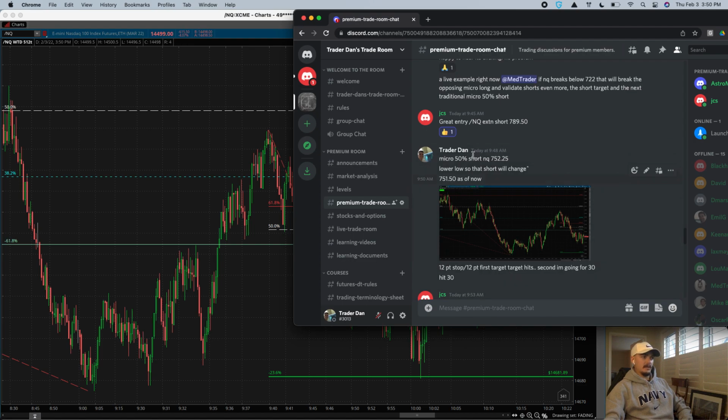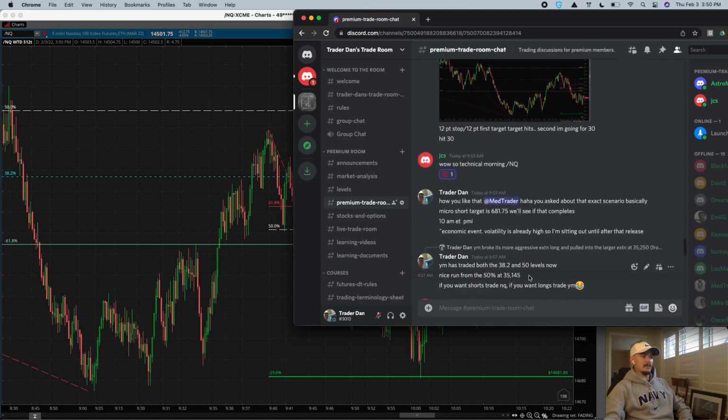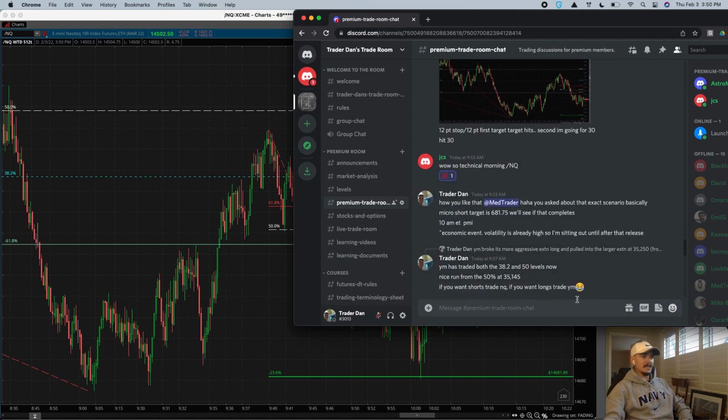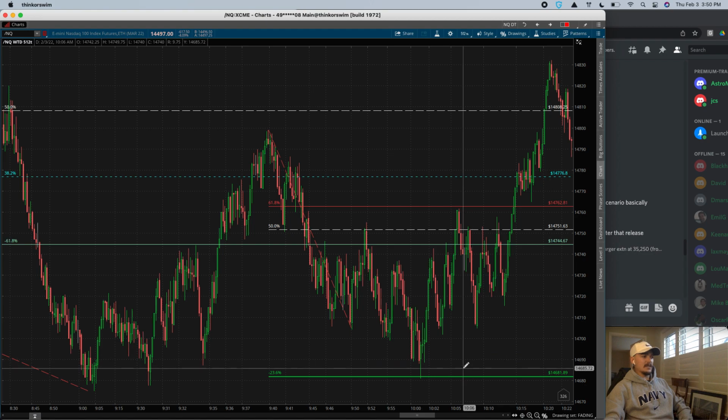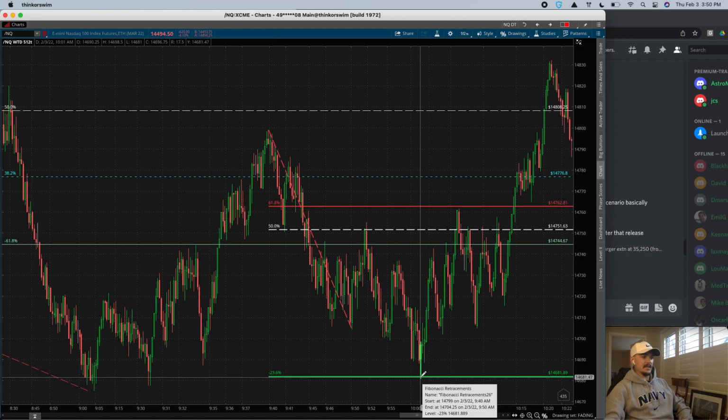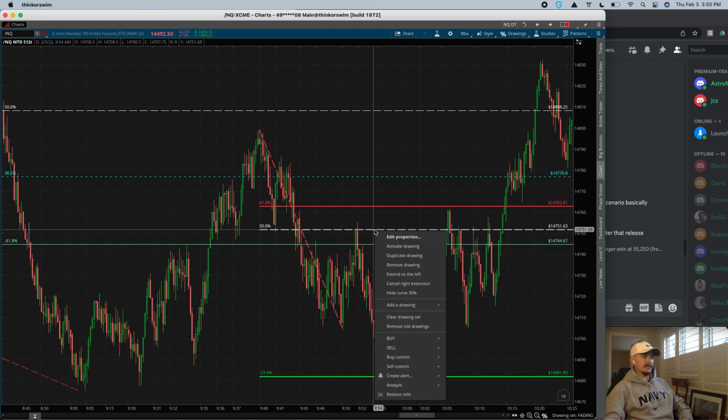But I stated it in the trade room here. We were able to talk about it before it happened, and then I sent a screenshot as well before it happened, and then we talked about that trade as it went. So very technical market and everything there. Now we did end up completing that target at 681.75, so that was good to see.